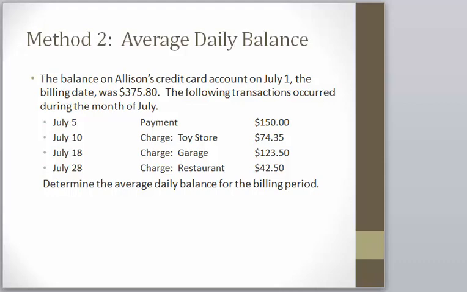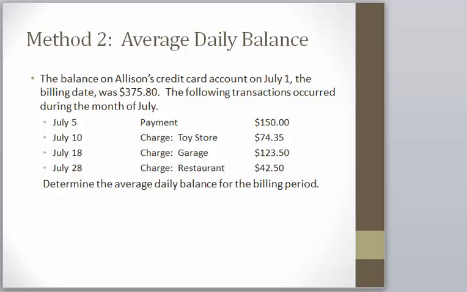Let's look at our example. The balance on Allison's credit card account on July 1st, the billing date, was $375.80. The following transactions occurred during the month of July. On July 5th, she made a payment of $150. On July 10th, she made a charge to the toy store for $74.35. On July 18th, she made a payment to the garage for $123.50. And on July 28th, she made a charge at a restaurant for $42.50.